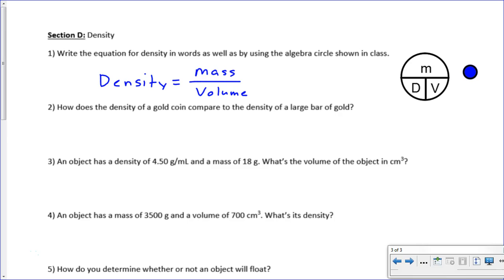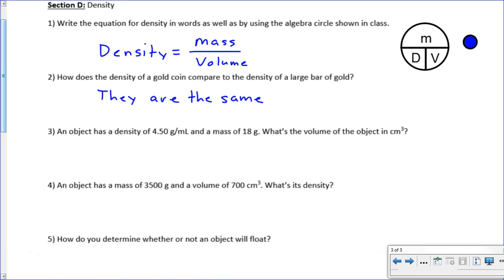Number 2 says, how does the density of a gold coin compare to the density of a gold bar? Well, if they're the same substance, density is a physical property of a substance, but it's also what we call an intrinsic property, meaning that it doesn't matter how much of the substance you have. Whether we're talking about a small gold coin or a large bar of gold, it's still gold. And so gold has a density of 19.3 grams per milliliter, and so they're the same. What's different about these two objects is that the large bar of gold has more mass than the small gold coin, but the densities of the two would be the same.